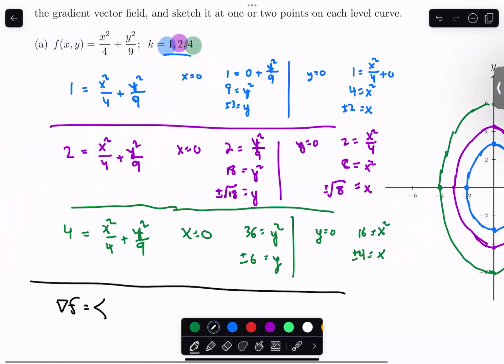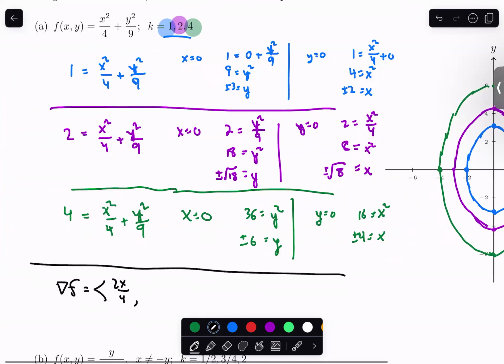So I look at my function, x squared over 4 plus y squared over 9. First, I take an x partial derivative. So I'm going to have 2x divided by 4 plus 0, I suppose. And then I take a y partial derivative. So I'm going to have 2y divided by 9. And I'd like to ideally graph a few points on each one of these level curves here.